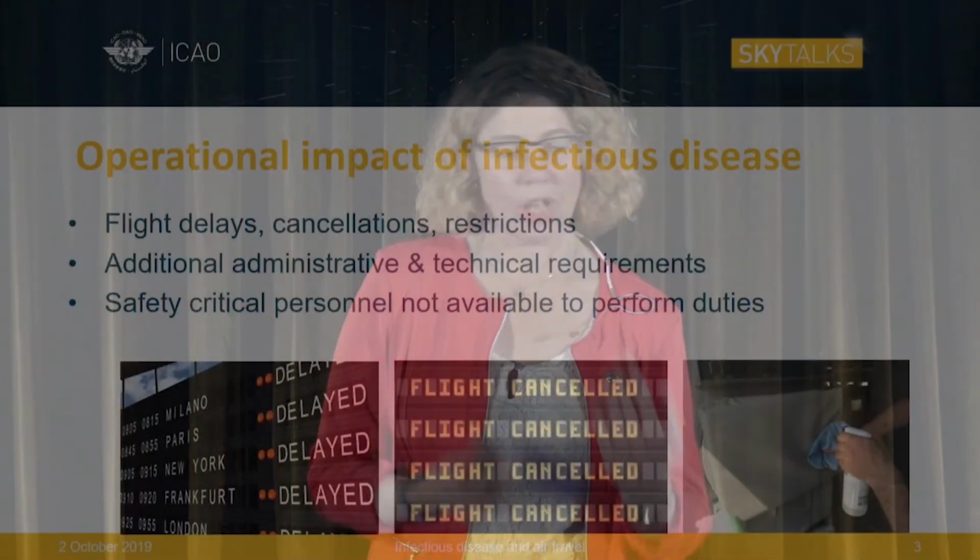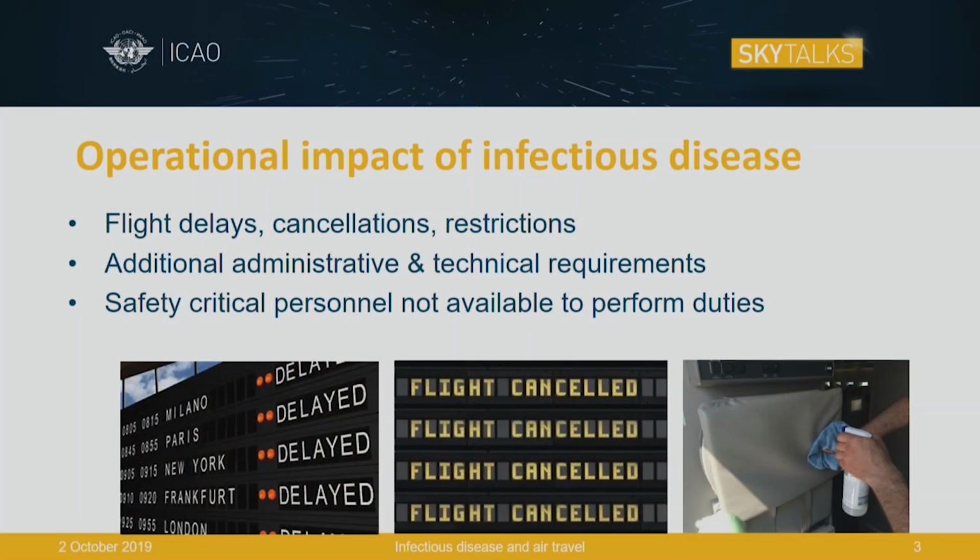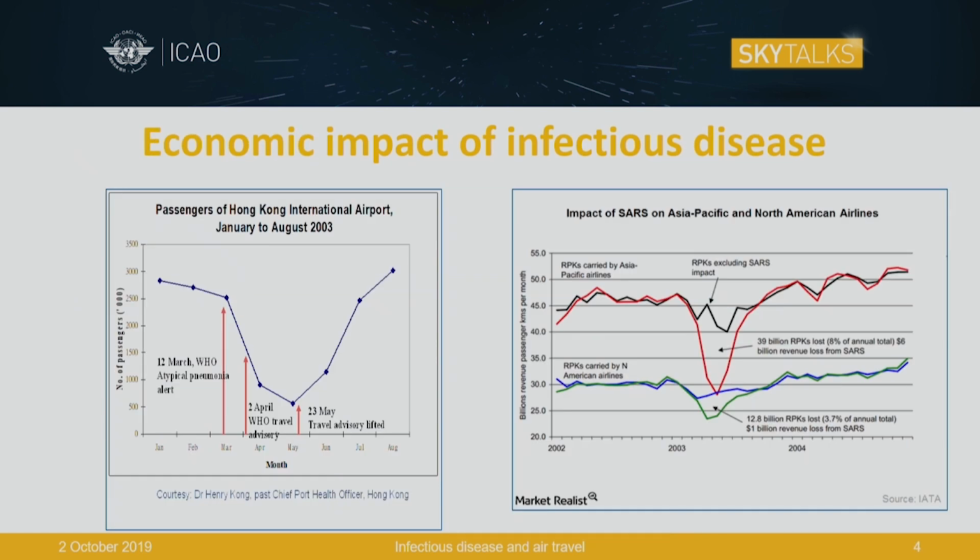And of course, if people don't attend or come to work in the aviation industry, it does have an effect on safety. What about the economical impact? The graph on the left is about SARS in Hong Kong. That was when WHO imposed a travel ban on passengers. And you can see the sharp drop in passengers.